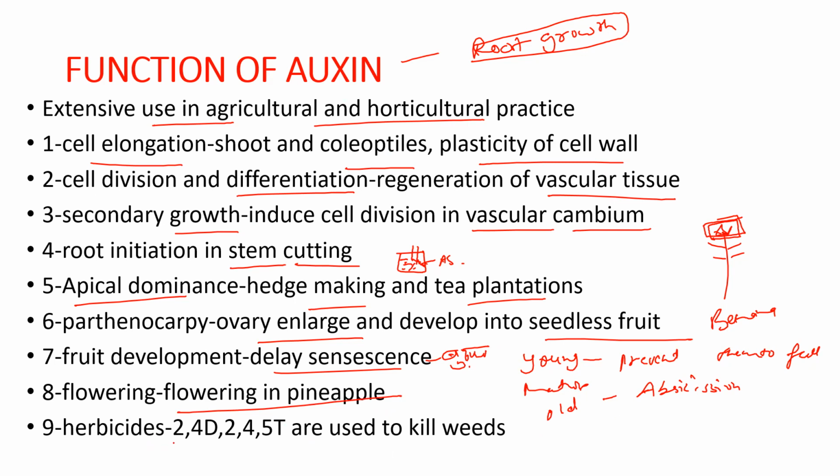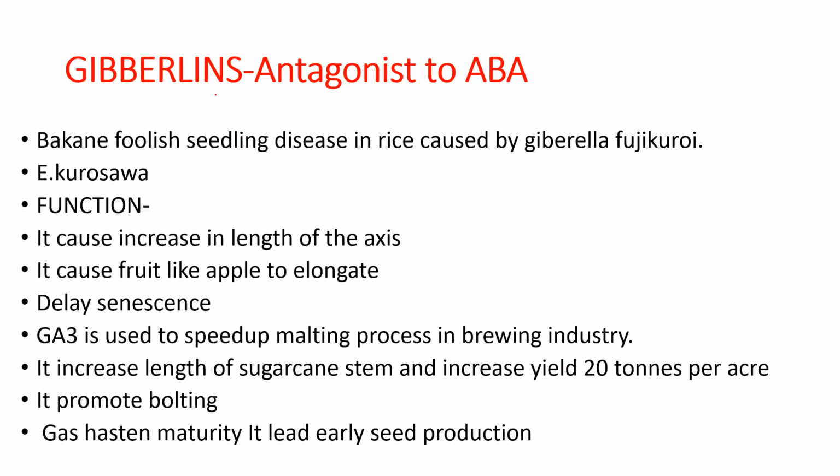It is also used as a herbicide to kill dicot weeds. Grasses are monocots, so if you have to grow a grass lawn, you spray the auxin, and all the dicot weeds will die and the grass lawn can be prepared. And next is gibberellin. Gibberellin causes an increase in the height or length of the stem.